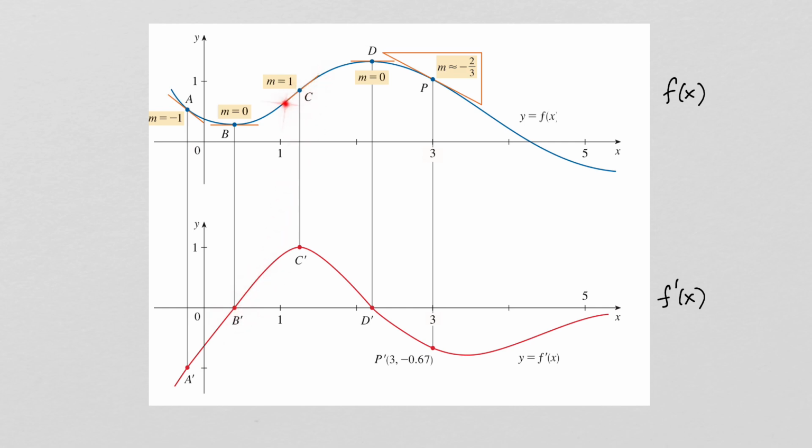At point C, we had a slope of 1 of the tangent line, and now you can see at that same x value on the derivative, the value of the derivative is 1, representing that slope. At point D, the flat tangent line, once again, the derivative is going to hit 0 there because 0 represents the slope of the tangent line. And at point P, at this x value, you can see the value at the derivative is approximately -0.67, and that represents the -2/3. So the graph of the derivative has y values that represent the slopes of the tangent lines to the original function f.